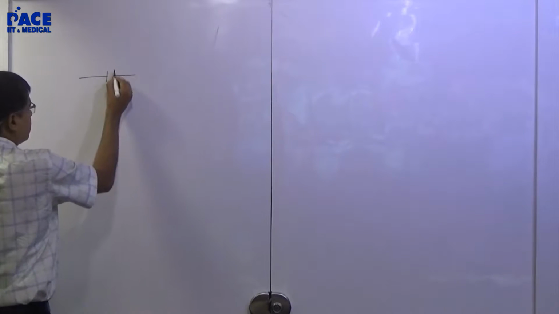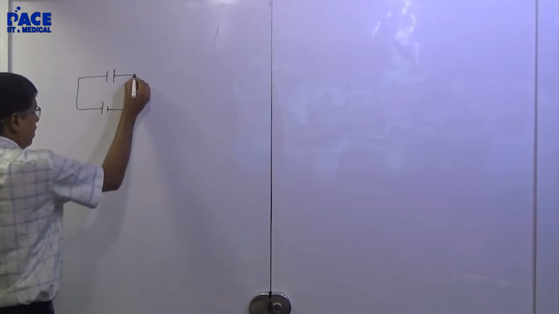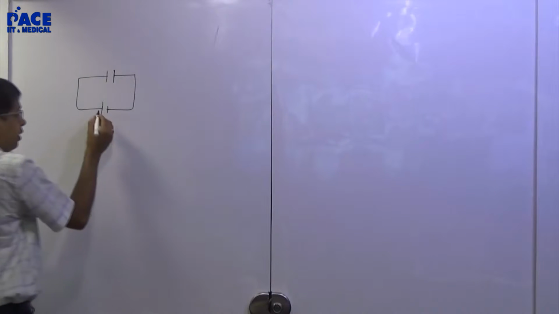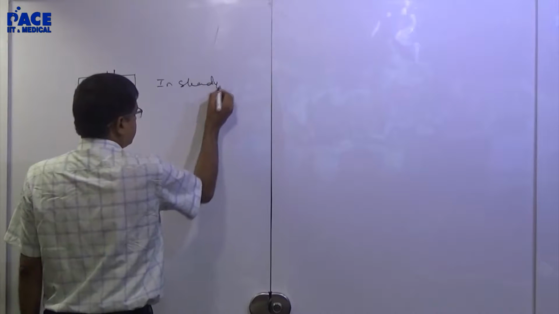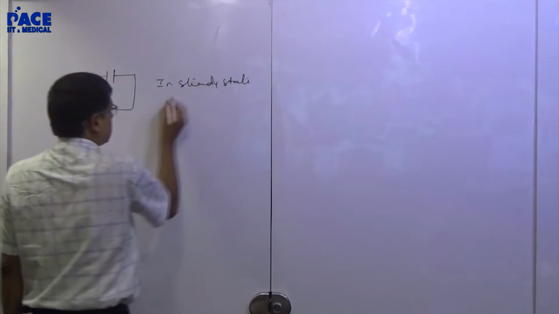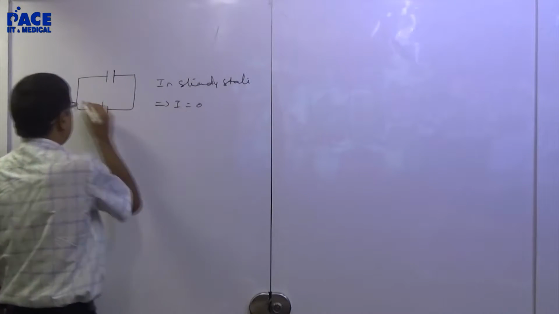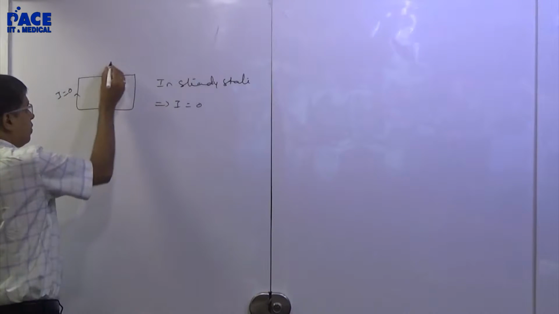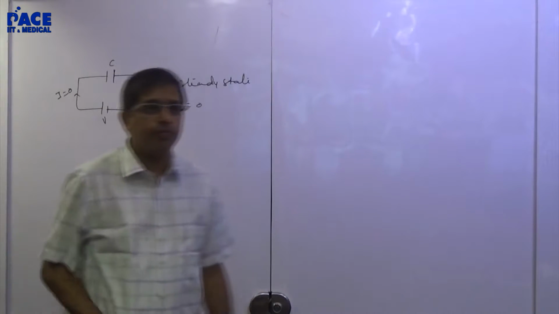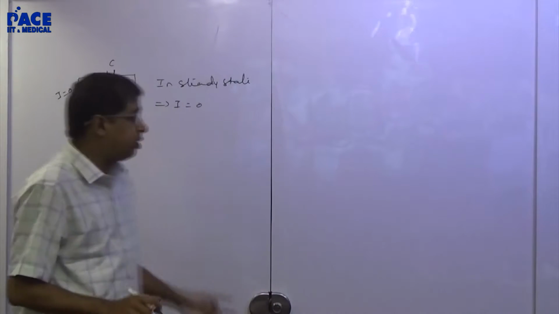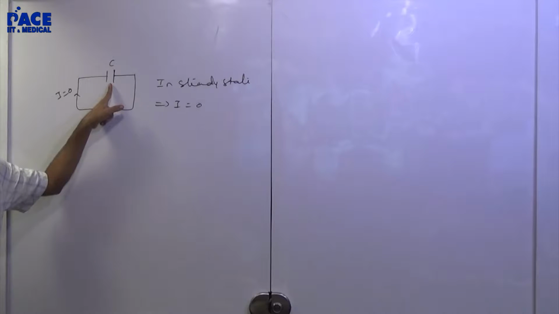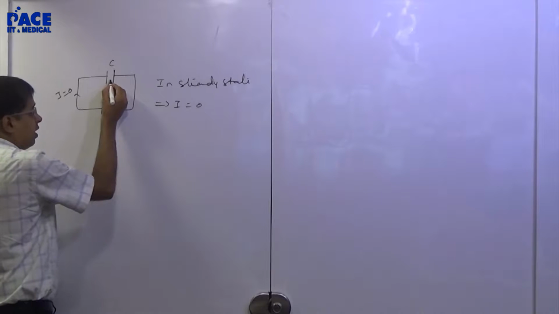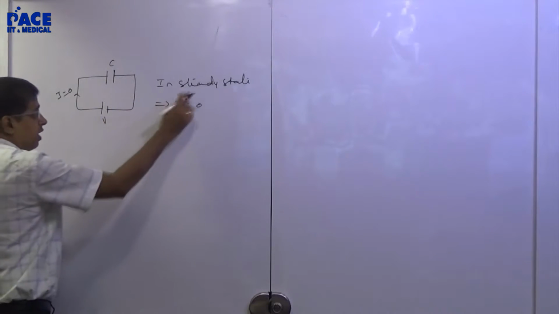Suppose you have a capacitor connected to a battery V. We told you in steady state, the current in the circuit, in the branch with the capacitor, will be 0. Why will the current be 0? You have an insulator in between. Agreed? If you have an insulator in between, there will be no current in steady state.